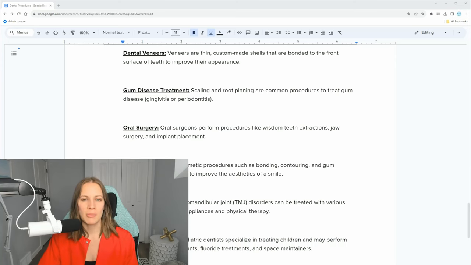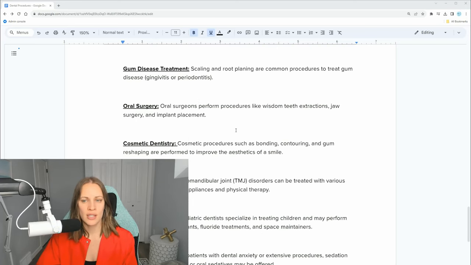Gum disease treatment. So this is part of that dental hygiene appointment, a teeth cleaning. Any gum disease treatment usually means teeth cleaning, unless you're working for a periodontal office, which is a gum disease specialist office, basically, where they could do surgery underneath the gum line, different types of surgeries, gum grafts, things like that. But just gum disease treatment, here we are specifically referring to scaling and root planing, which is teeth cleaning, basically, booked with the dental hygienist.